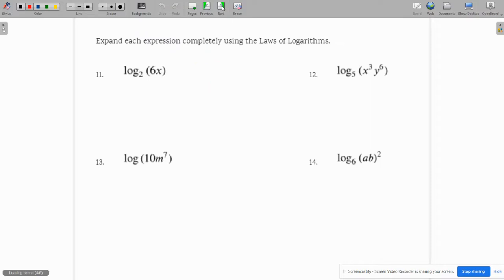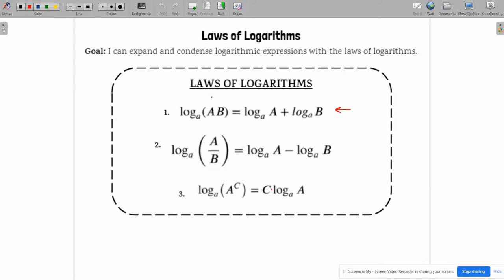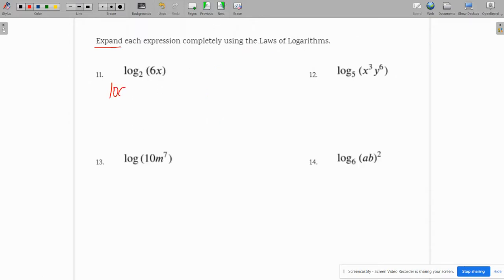So what happens if we want to go the other way, if we want to expand the logarithms? So in each of these cases, you're starting with a single log, and you want to expand it as much as possible. So log base 2 of the product 6x, we know that that's going to involve the first rule here. So here we have our 6x that we're taking the logarithm of. So that's going to be log of 6 plus the log of x. And I think it was a base 2 there. So in this case, we would say this is log base 2 of 6 plus log base 2 of x.